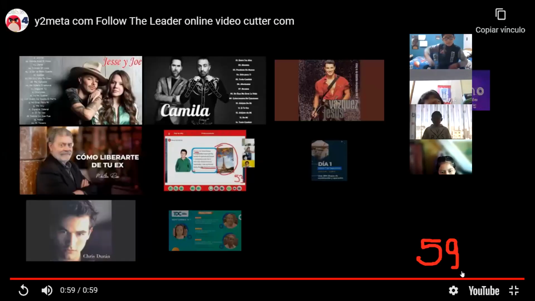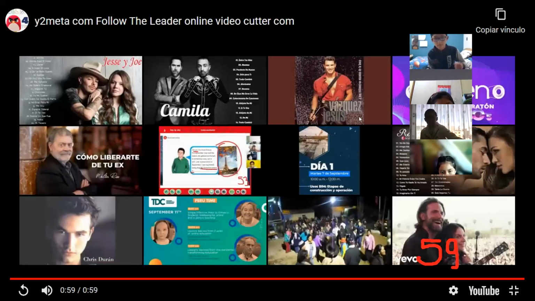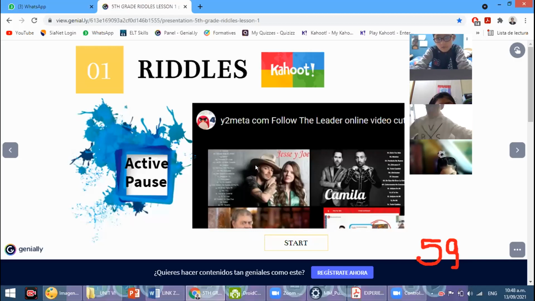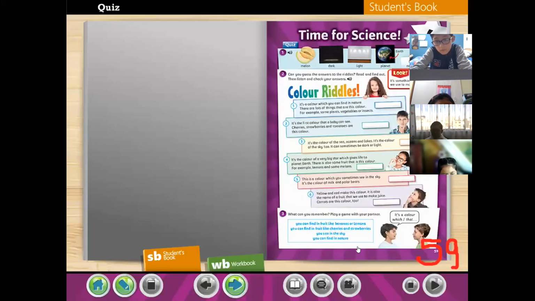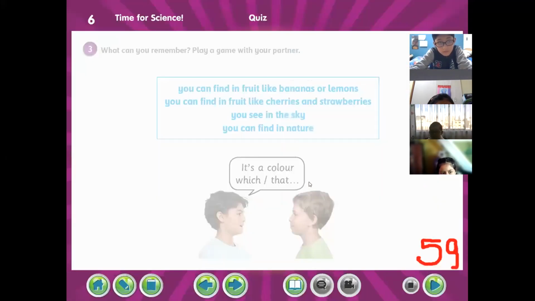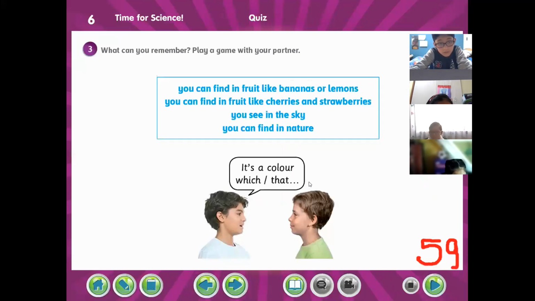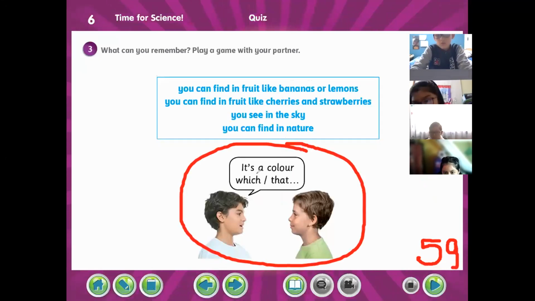Good. Now sit down, please, okay? Let's stop with that. Sit down. Please, we are going to make groups now, okay? You are going to create riddles about colors now, only colors. Then we play the game, okay? The example is this. This is the model.